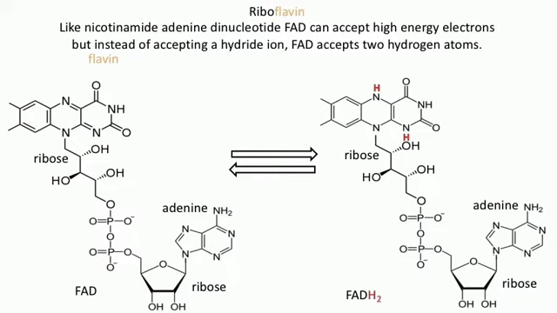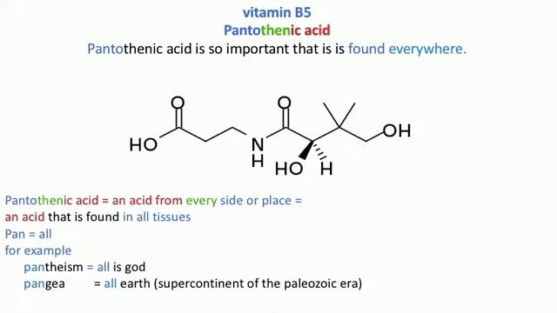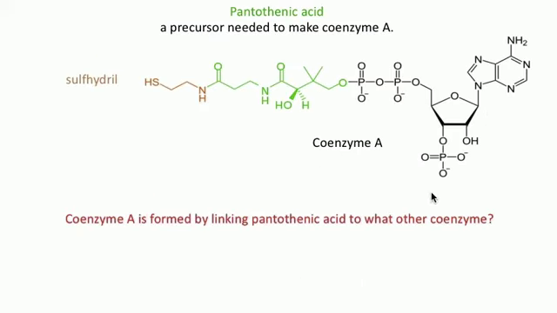However, that's as far as I want to go with flavin adenine dinucleotide and nicotinamide adenine dinucleotide, those very similarly named coenzymes which have very similar functions. And now I want to look at pantothenic acid. And again, the word pan comes into the name pantothenic because this is so widely found in so many different types of tissues. And this vitamin is used as a precursor to make coenzyme A.